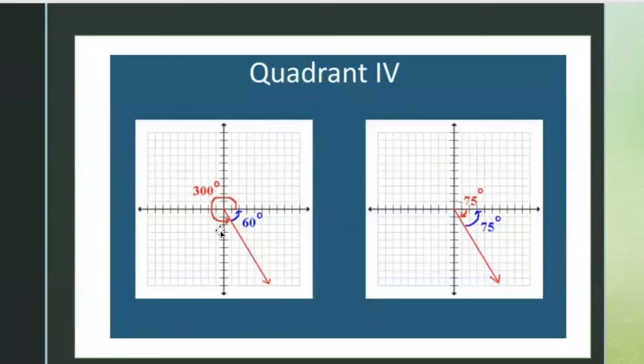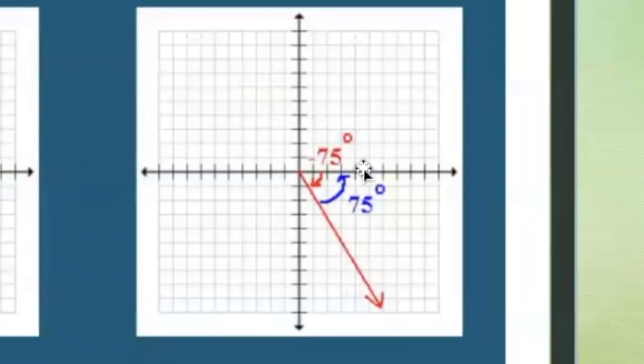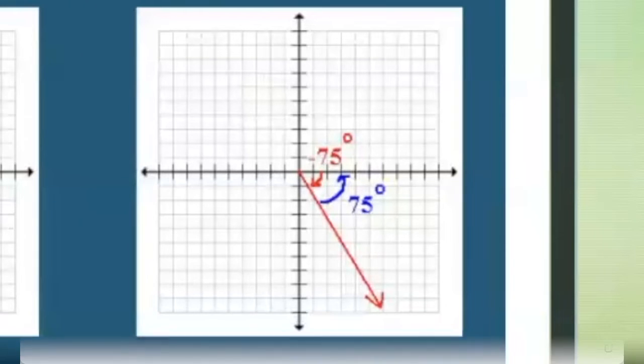So even if I have 300 degrees, the reference angle is between the terminal line and the x-axis. Same case here, although it's negative 75, the angle is between the terminal line, the terminal ray, and the x-axis. So that's 75 degrees.